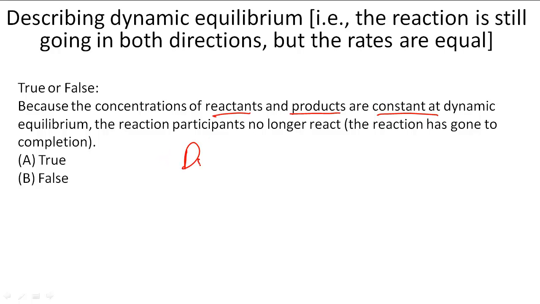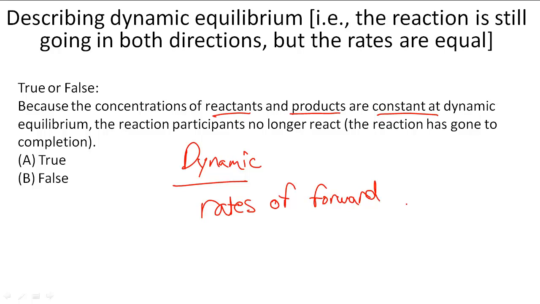In dynamic equilibrium, this word dynamic means things are still happening. When you think of something dynamic, it's because it's still happening, it's still doing something. What we have to remember is in dynamic equilibrium, the rates of the forward and reverse directions of the reaction, so going forwards and backwards, are the same or equal.